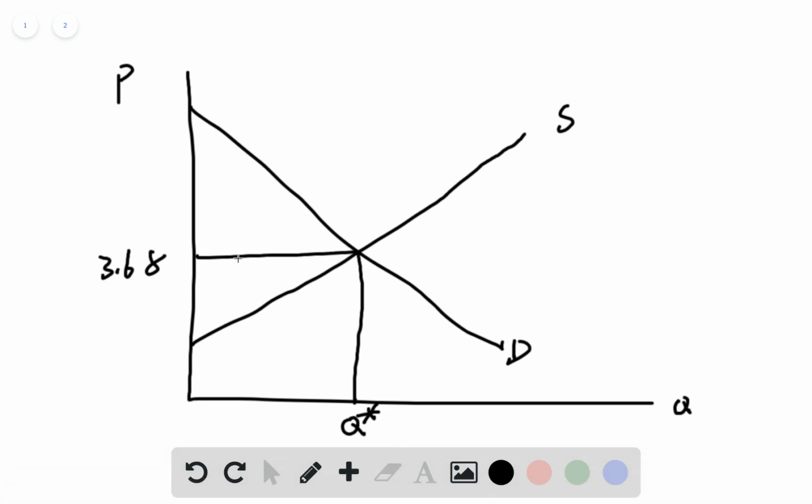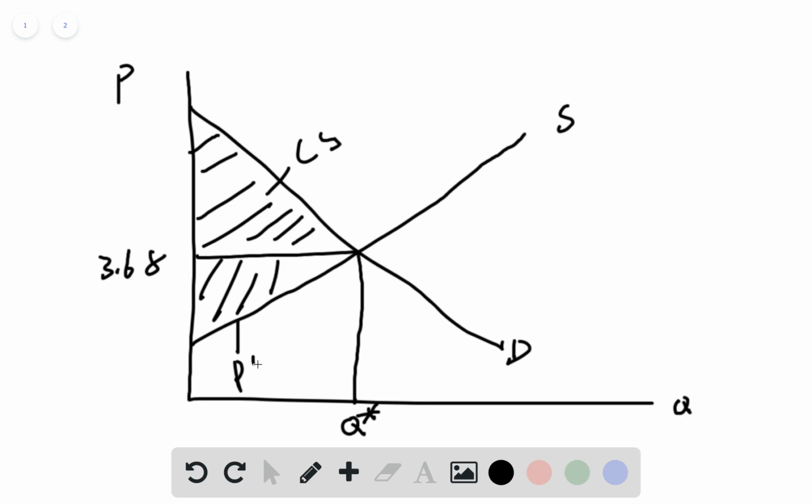Okay, so if the market can achieve equilibrium itself, we know that this large triangle here is consumer surplus, and this triangle here is producer surplus by definition. And total surplus is simply consumer surplus plus producer surplus, and there's no deadweight loss, right?